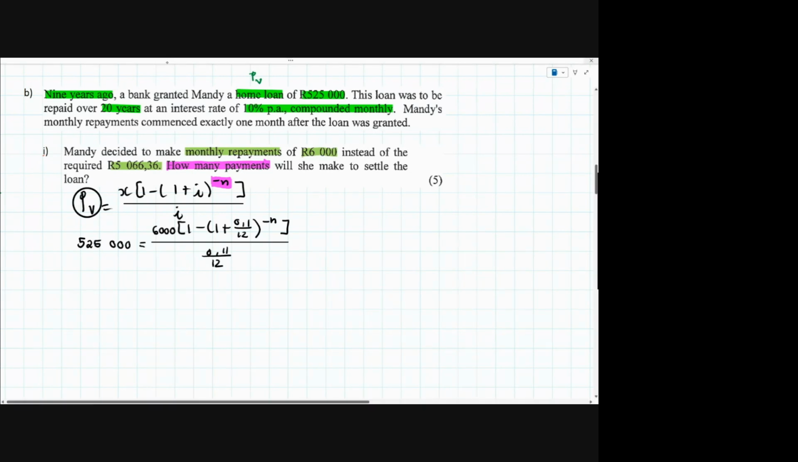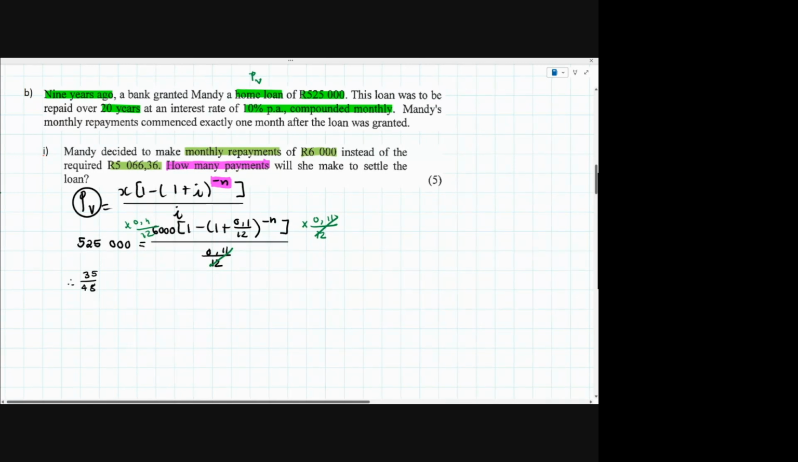So the first thing I'm going to have to do, in terms of trying to get my exponential term alone, is multiply both sides by my denominator. I am just doing this so that you understand where all of the values come from. And that gets rid of my fraction on the right-hand side. Now, 525,000 Rand divided by 0.11 over 12, compounded monthly, gives me 35 over 48.